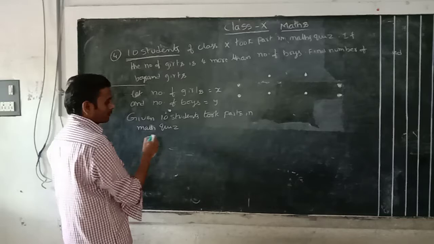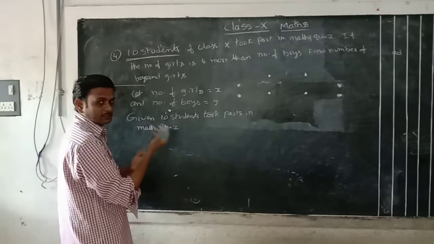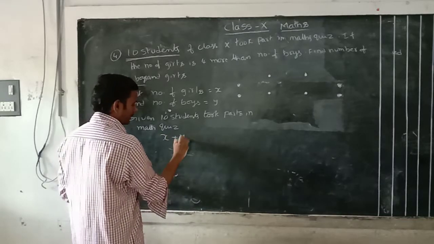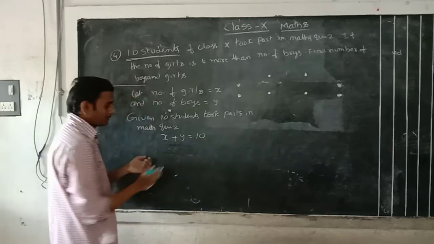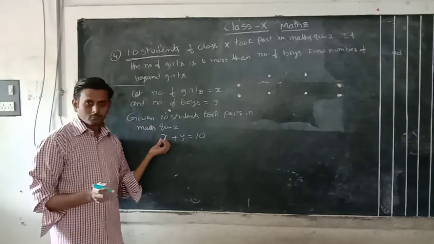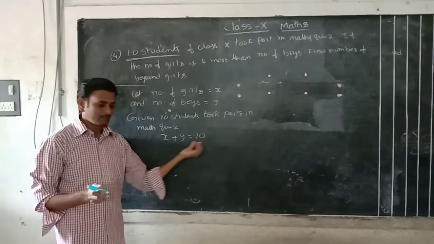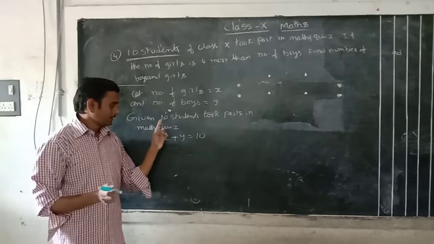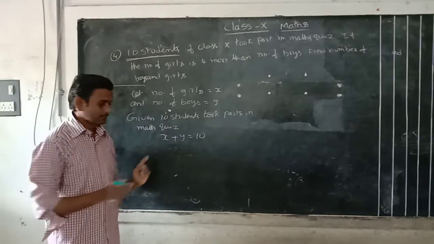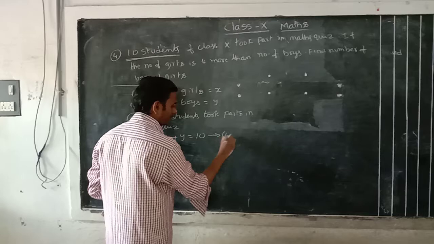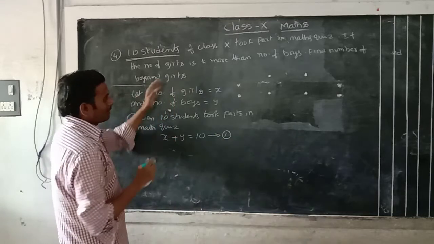Okay, 10 students took part in the math quiz means total students how many? 10. Total means boys and girls. Boys and girls how many? 10. So x plus y equal to 10. This is equation 1. Next, second sentence.